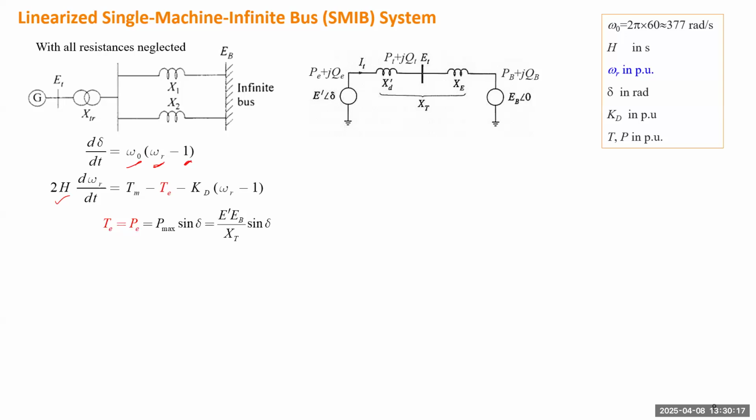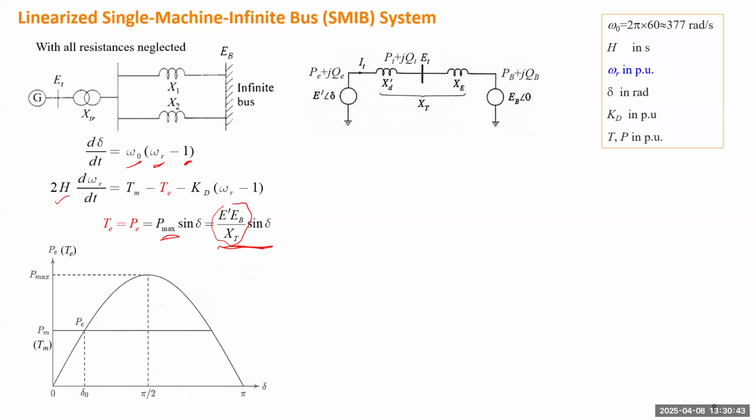The electric torque or electric power in per unit can be calculated based on this formula. It changes as a sine function of the angle. This coefficient we can call the maximal power, which means the maximum active power you can deliver from the generator to the infinite bus. This is a very useful limit, and we're going to consider this one also in the next session.